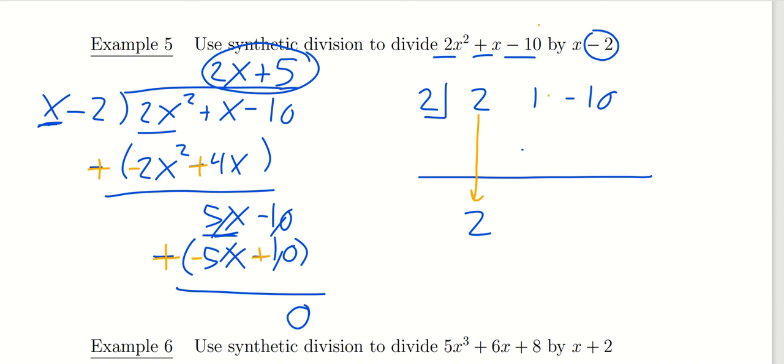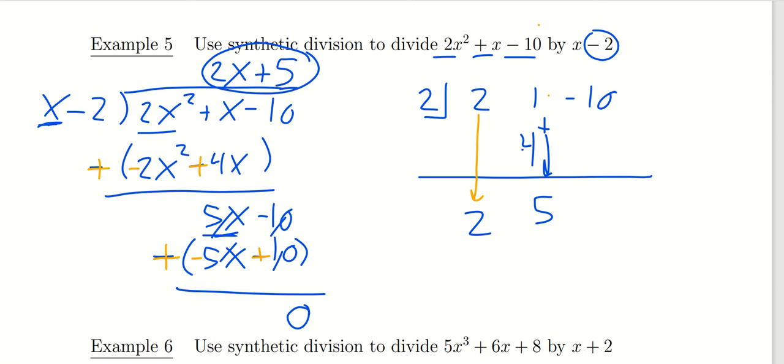What we then do next is, remember, the numbers on the bottom multiply to the number in the block. So bottom times block. 2 times 2 gives us 4, and that goes directly under our next column. Now we add to go down. 1 plus 4 would give us 5.